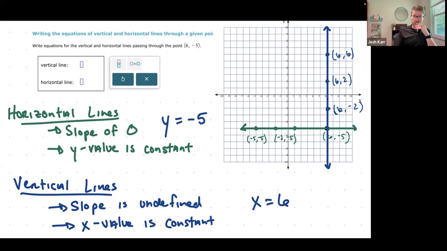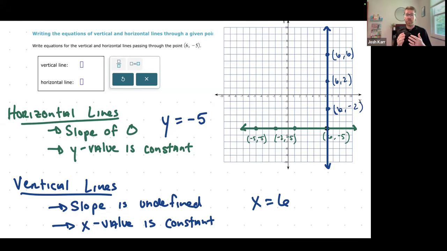And this is the big idea here, and this is section 3 in your notes. Horizontal lines are defined by their y value. They have 0 slope. We don't need the mx portion, so we only have the b. We only have this constant y term. It's where it crosses the y-axis. So all horizontal lines are named by y equals. And subsequently, all vertical lines are named by their x value because that value is constant.